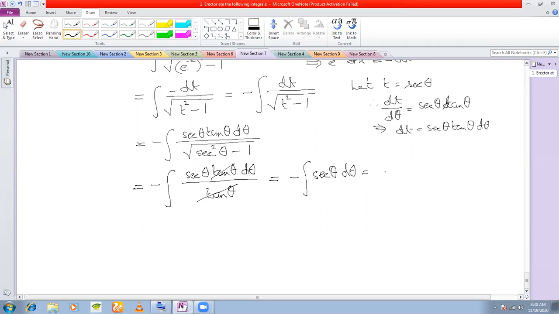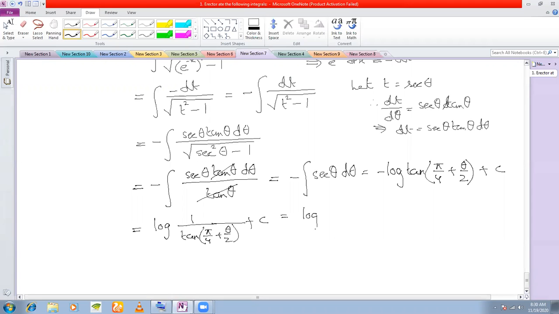And you know the standard integral for sec theta, the integral of sec x, in fact, is log tan of pi by 4 plus theta by 2, plus constant. This is the standard integral. Since this is a minus, you can write this as log of 1 by tan of pi by 4 plus theta by 2, plus c. So this becomes log cot of pi by 4 plus theta by 2 plus c.